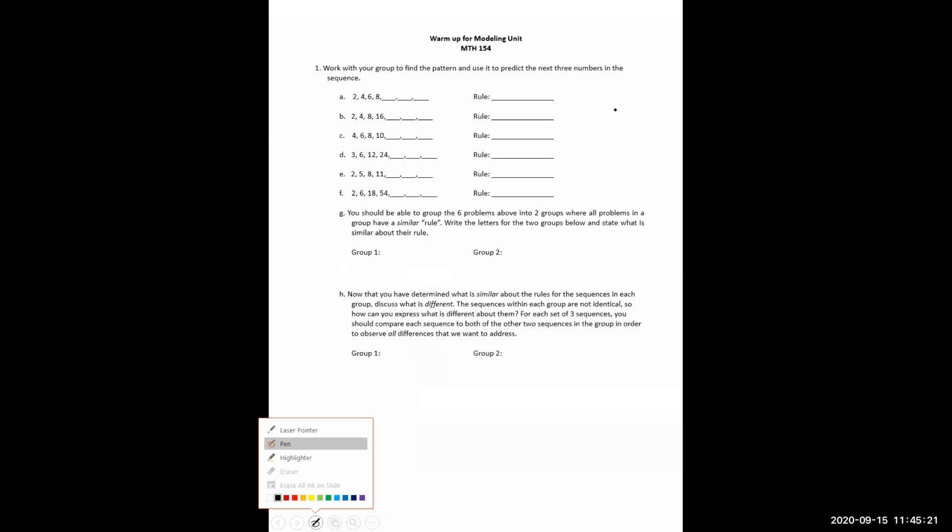All right, so let's look here at problem number 1. Work with your group to find the pattern and use it to predict the next 3 numbers in the following sequence. Now you might be working by yourself, so if that's the case, you'll have to do all A through F. So go ahead right now, take a moment, complete A through F, finish the pattern, see if you can determine a rule. Pause the video clip. When you think you've completed it, go ahead and hit play again, and then we'll see how well you did.